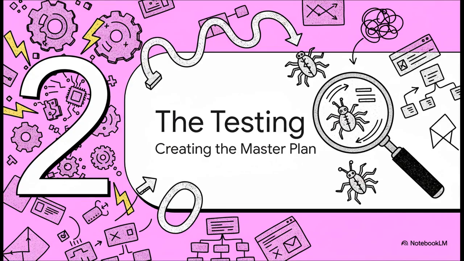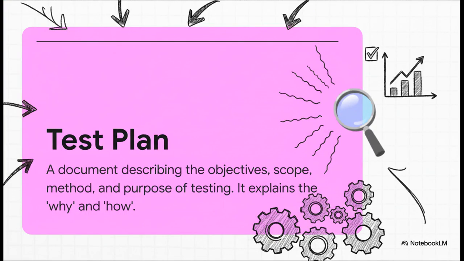Okay, so knowing why things break is one thing, but actually preventing it, that's a whole different ballgame. You can't just randomly click around and hope for the best. You need a strategy. You need a master plan to hunt down those bugs before they ever get to you. And the heart of that strategy is something called the test plan. And let me tell you, this is way more than a to-do list. It's a serious document that lays out exactly what we're going to test, how we're going to test it, and maybe most importantly, what done actually looks like.